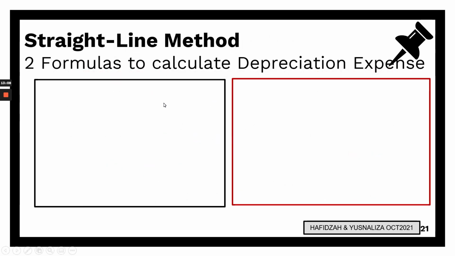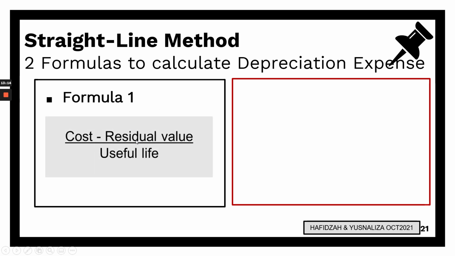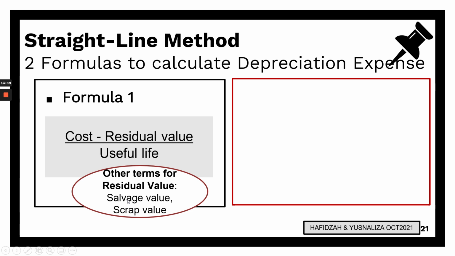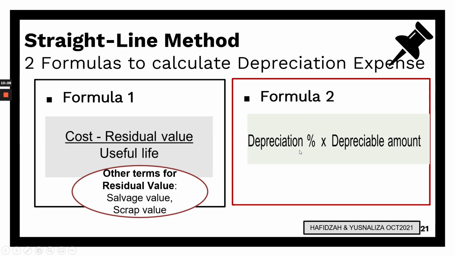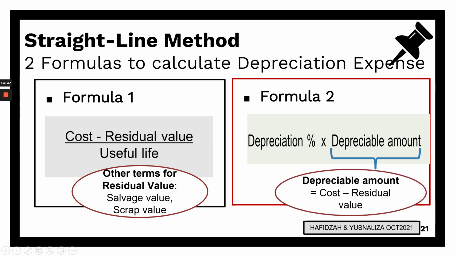There are two formulas to calculate depreciation expense under the straight line method. The first one is cost minus residual value, divided by useful life. If you come across residual value, sometimes it is called salvage value or scrap value. For the second formula, there is normally a depreciation percentage rate given, multiplied by the depreciable amount. Recall that the depreciable amount is cost minus residual value. So the depreciable amount is not just cost; if you have any residual value, that will also be deducted. This is only true for the straight line method.